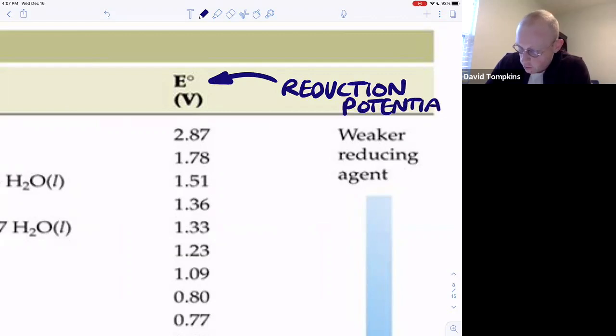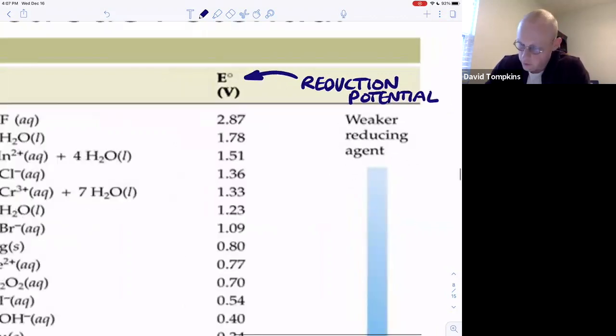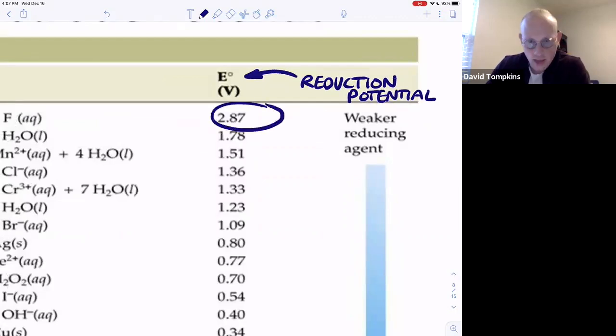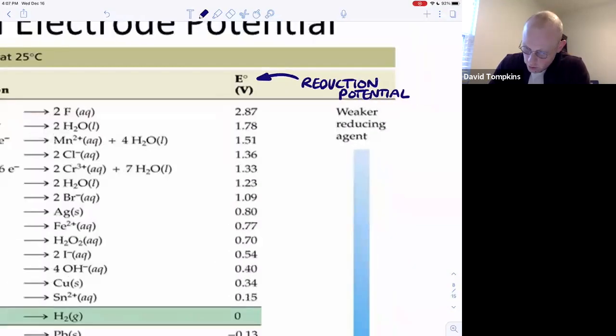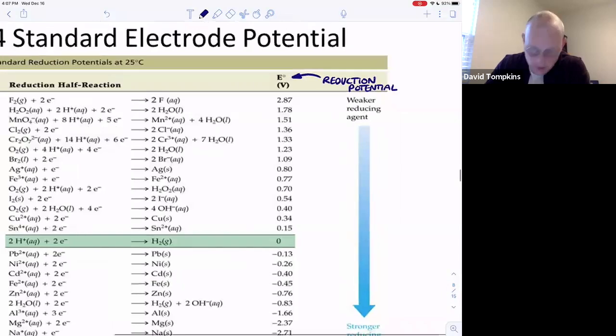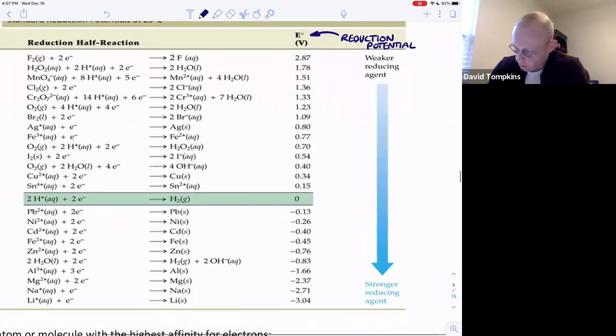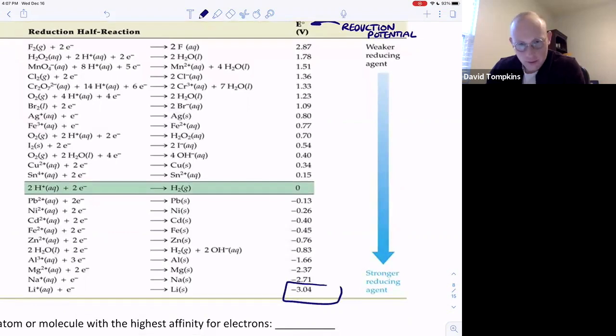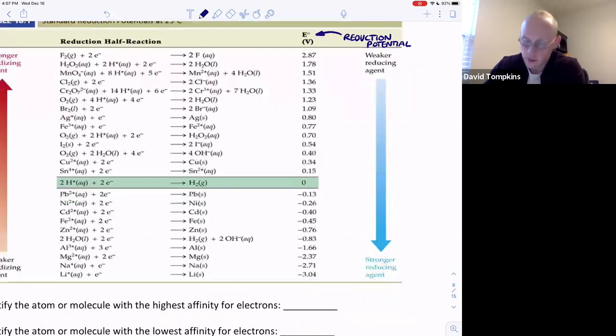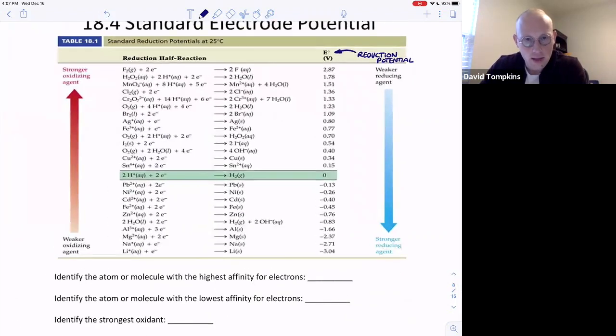And if this is organized correctly, where we go from the most positive value, 2.87, which corresponds to the reduction of diatomic fluorine gas, all the way down to the most negative value, negative 3.04, which corresponds to the reduction of lithium aqueous cation, then we can say something about the relative oxidizing and reducing powers of these analytes in electrochemical reactions.